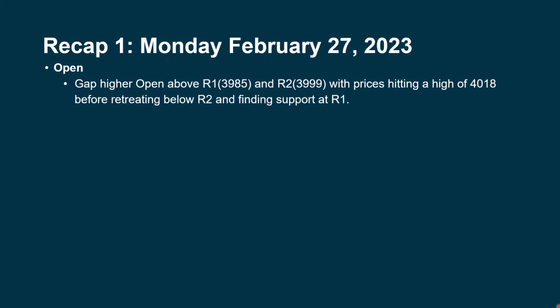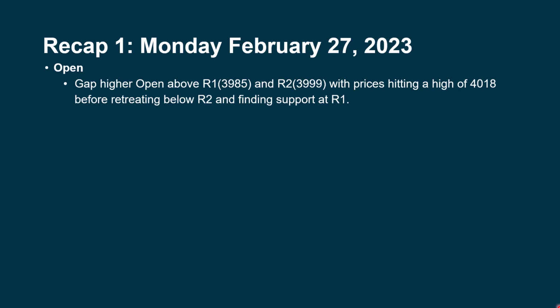So let's go back and talk about what happened. Right at the open, we had a gap higher. The futures were pretty positive during the night, so it wasn't a real surprise when we had that higher open. We were able to get above R1 at 39.85 and R2 at 39.99. You could say about the 4,000 level, with prices hitting a high of 4,018 before retreating back below R2 and then finding support at R1.